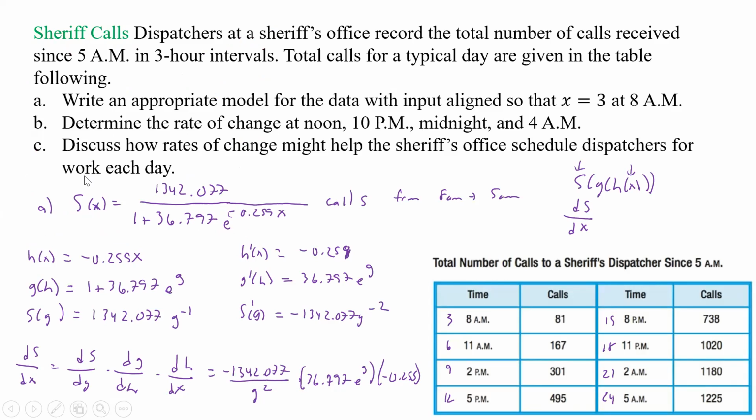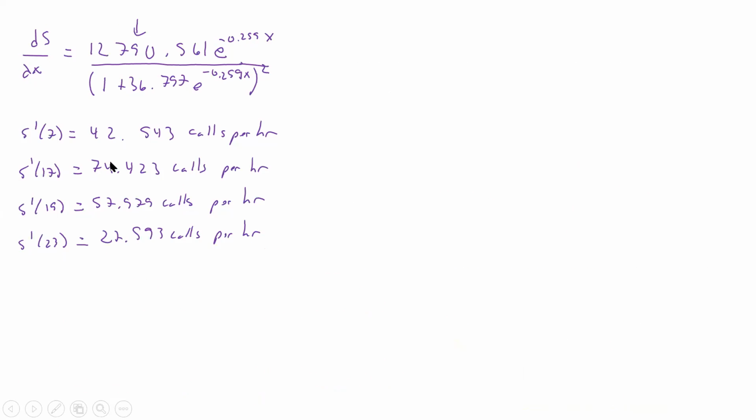Now C, let's see, discuss how rates of change might help the sheriff's office schedule dispatchers for work each day. Well, we can see that when calls are getting higher, the rate of change is getting the highest. That would probably be the best time to have more dispatchers. When the calls are the lowest, you probably don't need as many dispatchers there. And so I think that would be the main way to do it, is looking at the rate of change, and the higher rates of change are going to need higher numbers of dispatchers, lower rates will need a lower number of dispatchers. So that's how I'd look at it.